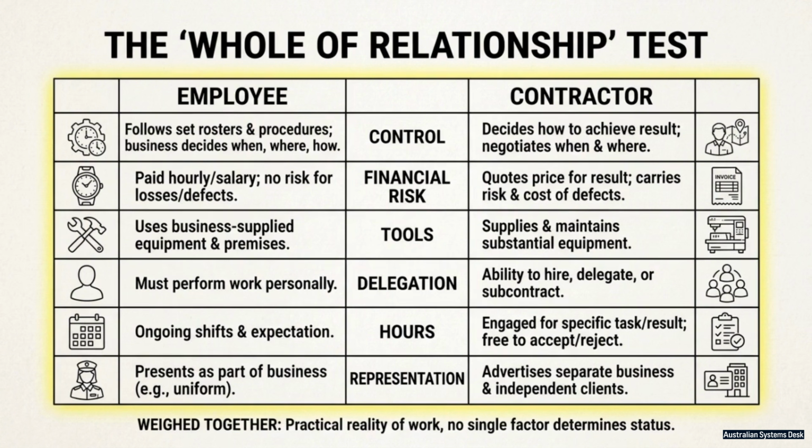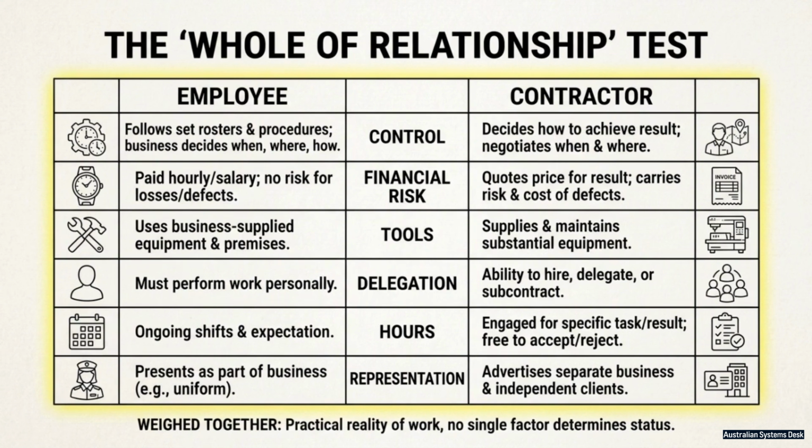Under control, employees follow set rosters and workplace procedures, while contractors decide how to achieve a required result. For financial risk, employees earn an hourly rate. Contractors quote a price and carry the risk of financial loss. For tools, employees generally use business-supplied equipment, whereas genuine contractors supply substantial equipment of their own.